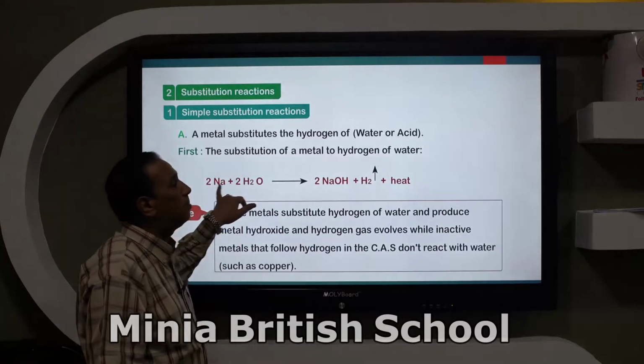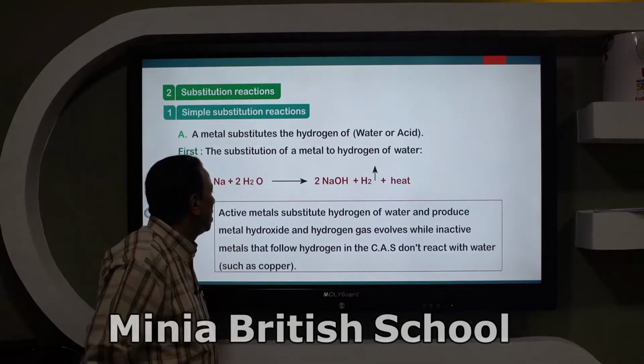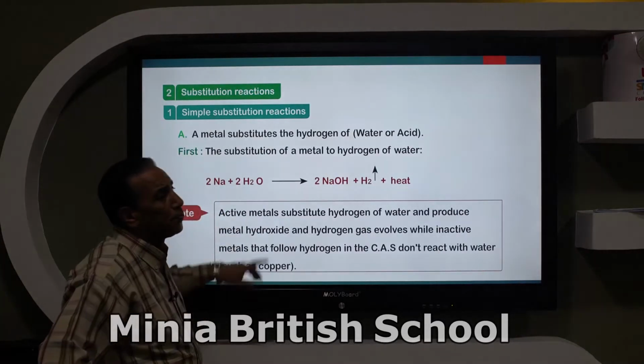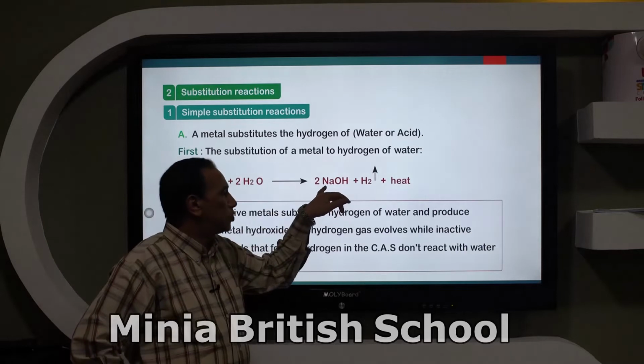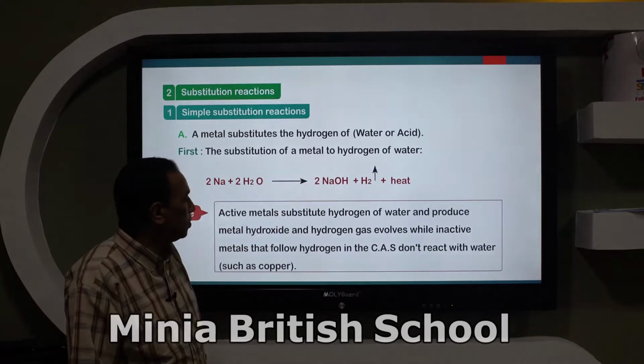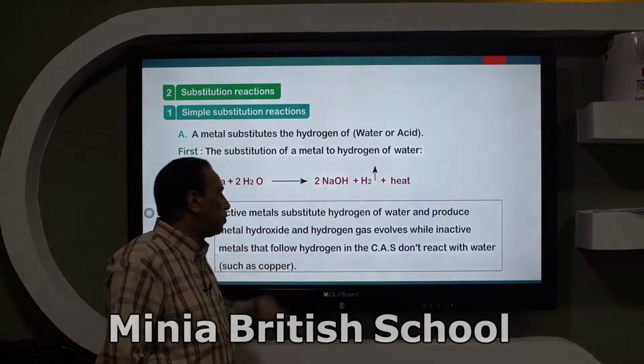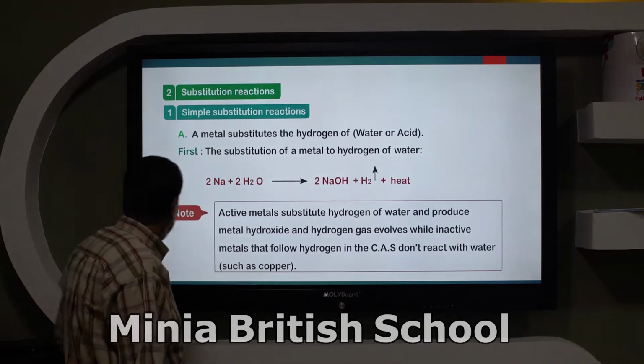So here the sodium reacts with the water. Sodium is going to replace the hydrogen in the water, forming sodium hydroxide and evolving the hydrogen gas that burns with a pop sound. And this exothermic reaction includes evolving of heat.